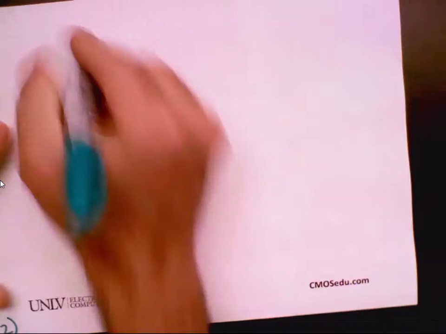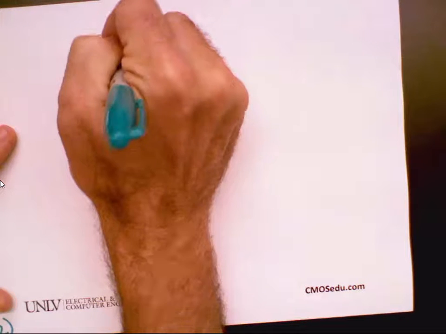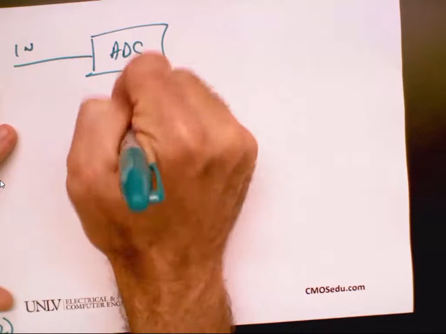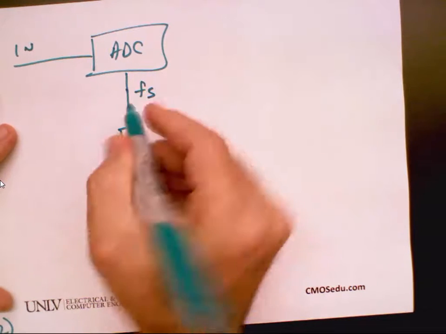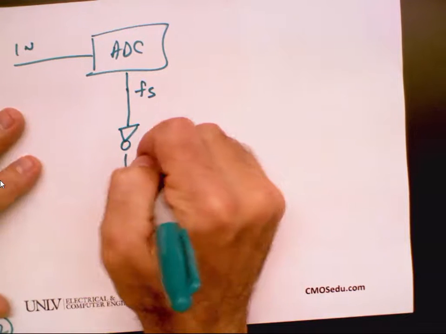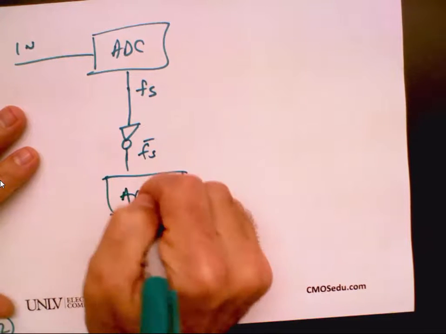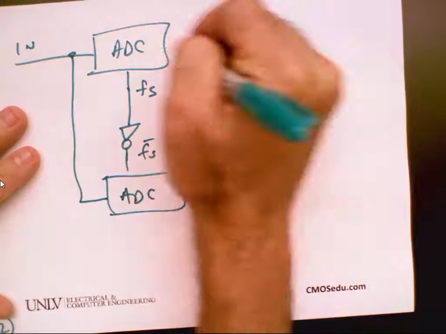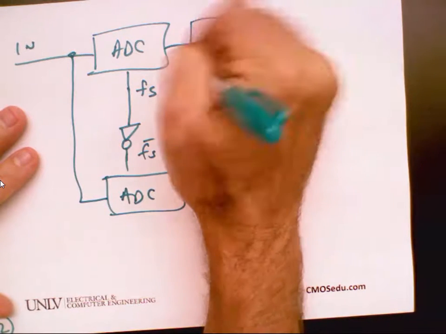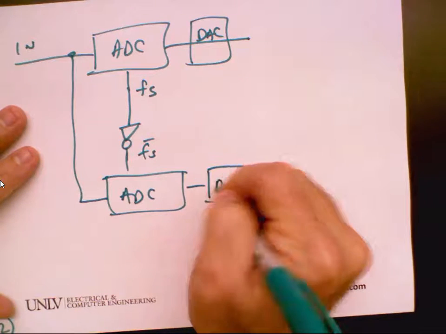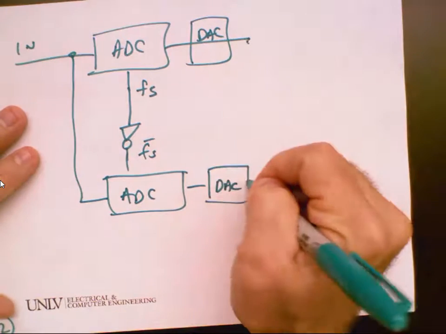So here I take an ADC, and I've got my input, and it's clocked at F sub S. And I go down here to an inverter, so I get F sub S bar. I'll be sloppy with the notation. And I go over here, and I've got an ADC. And I go up, and let's go back to a DAC. And then I look at that.